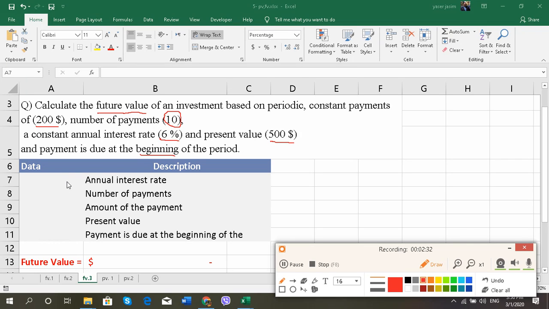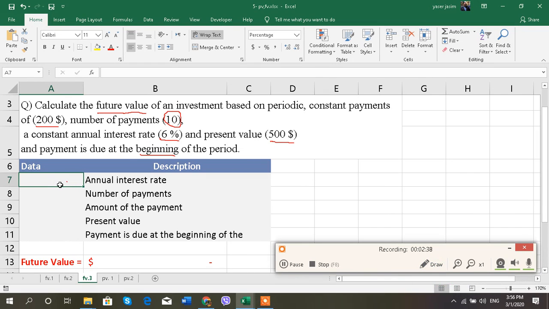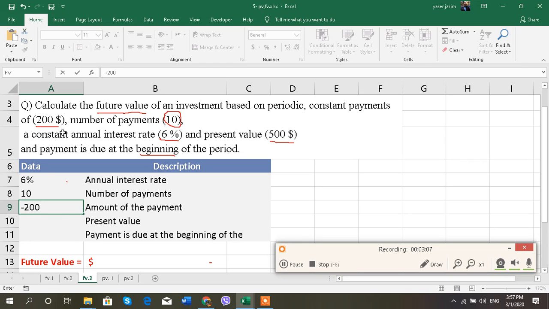Now, what is the annual interest rate? The annual interest rate here is 6%, so I'm going to write 6% here. After that, the number of payments, I can see that I have 10 payments, which is called the NPER. The amount of payments, because I'm going to pay it out of my pocket, is going to be negative. So minus $200, and the present value here is 500.